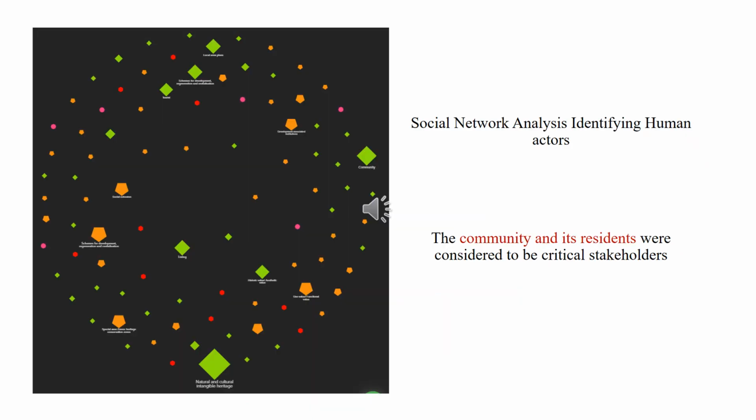From amongst the actors that were developed as part of the actor network diagram, the human actors were taken into consideration for developing the social network analysis, and it was found that the community and its residents were considered to be critical stakeholders in an urban heritage conservation project. Hence, these stakeholders were taken further as part of the inclusion process of stakeholder involvement.